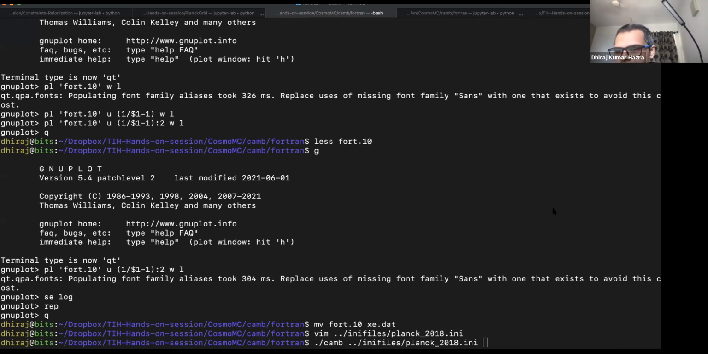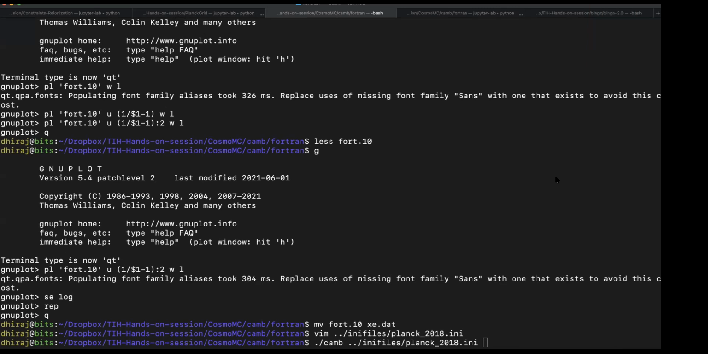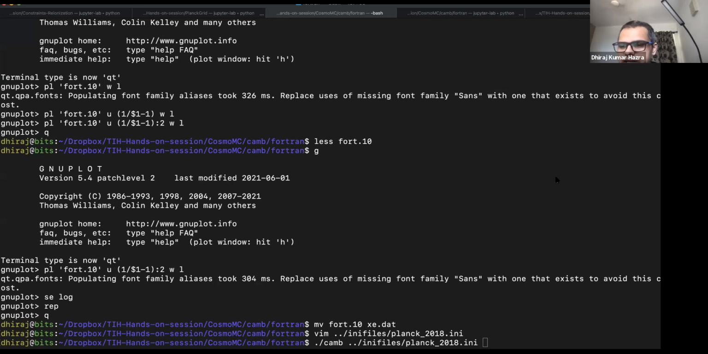Okay, good. File not found. Init files plank 2018.ini. No. Dot slash. You go to the one. So the last camp command is showing some values. Do I have to post those values in the chat box? If you just run it, if you find something, just write it.